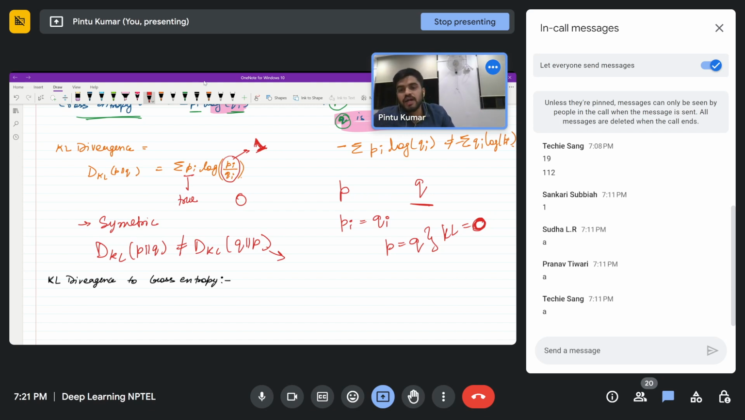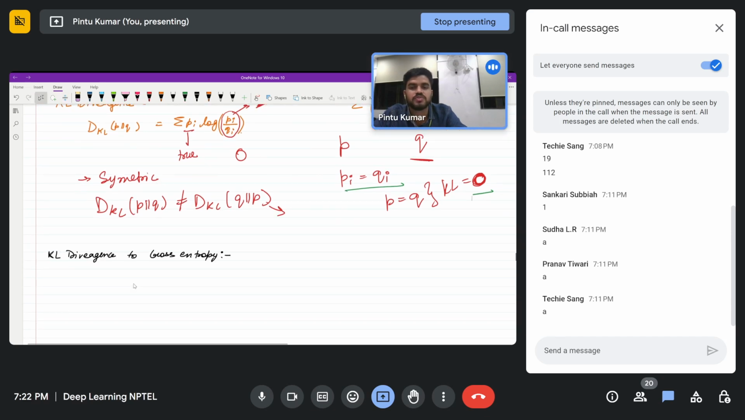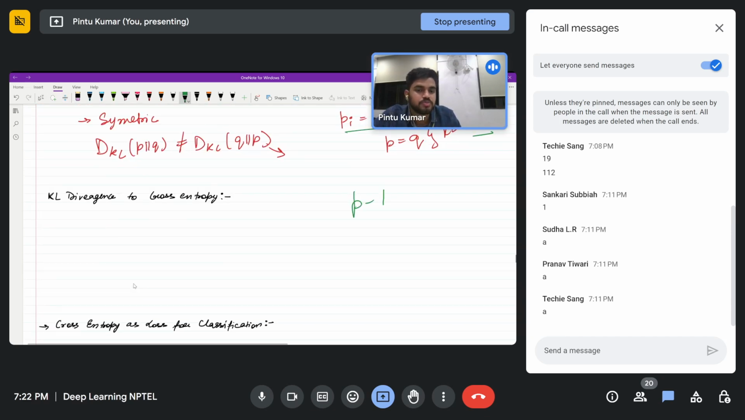So KL divergence is defined in this way, the way I have written over here. That is Pi log of Pi by Qi. And one thing is very clear from here: if my P is equal to Q, then my KL divergence is 0. So when we do classification or define a loss function, let's say P is some true distribution and you want to estimate Q. What you want is for your Q to be as close as possible to your P. So you want to minimize your KL divergence.